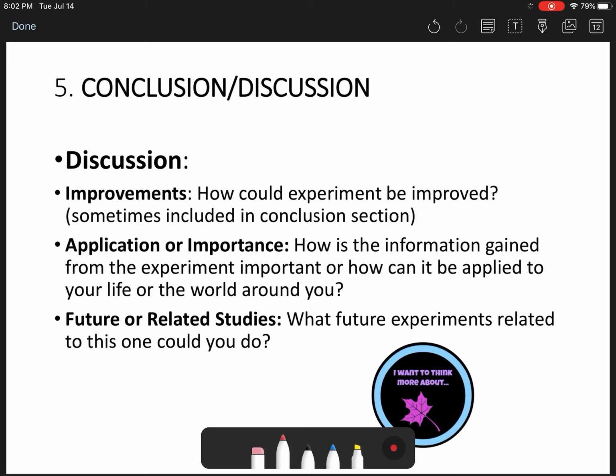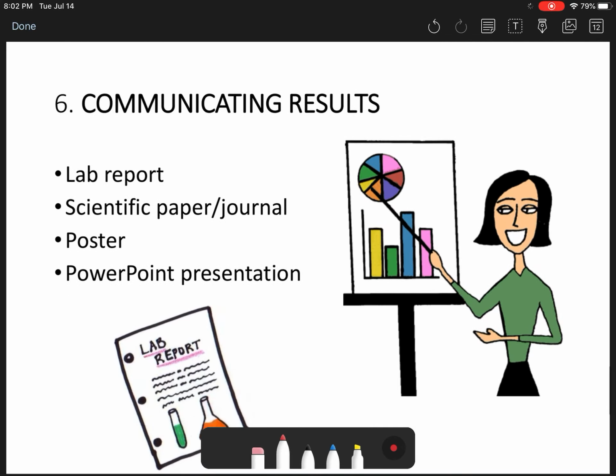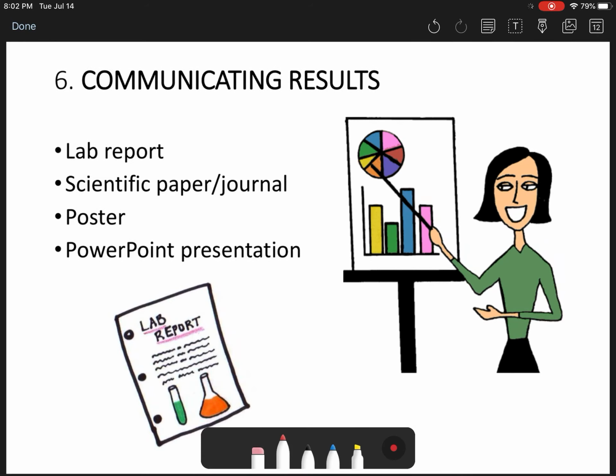Let's talk about it. What's the importance of this experiment? The information you found out about it, why is it important? How can we apply it to our own life or to the world outside, to the everyday world? That's the importance of experimentation, to see how it can help or affect you or those around you. And then what are some future studies or related studies that you could do? Those are usually what are all included in a lab report. And that's part of that last step of communicating your results.